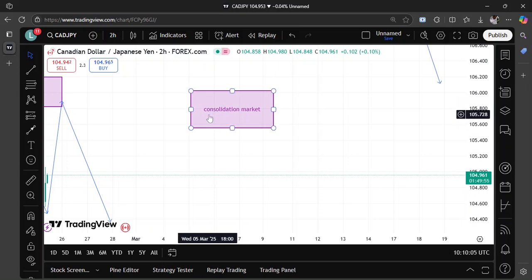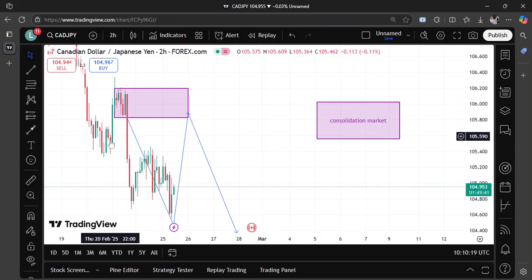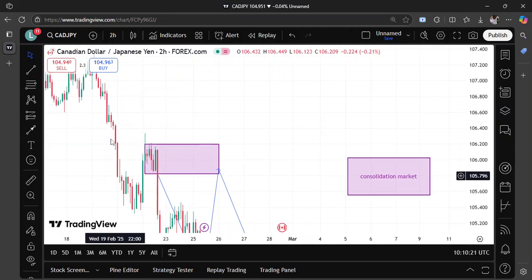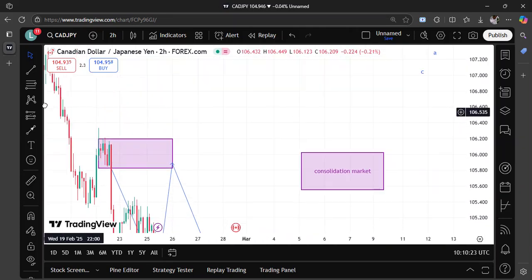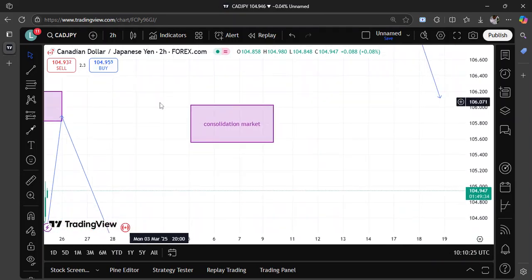If you look at this, this is a consolidation market. So what is a consolidation market? A consolidation market is a type of market structure where candlesticks tend to stay stagnant. An example is here, stagnant and all.